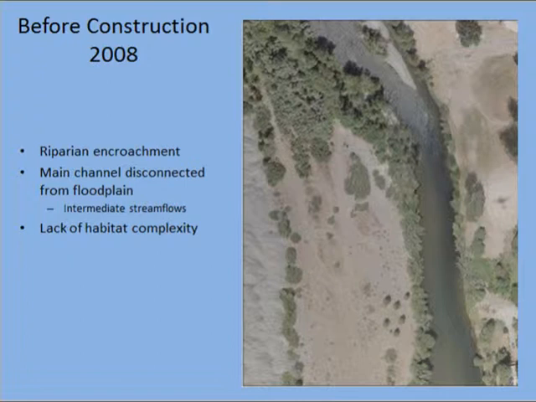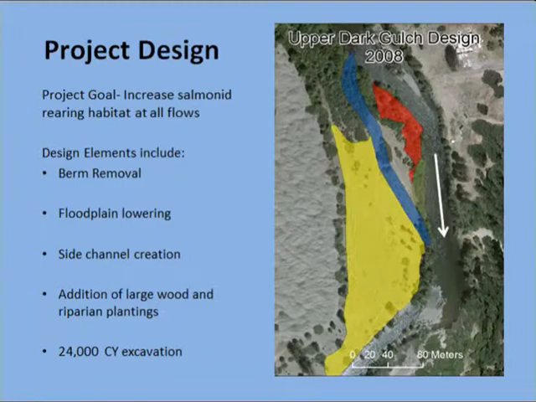We had riparian encroachment. This would be your floodplain, but it's basically disconnected. It takes pretty high flows for water to get up here, and we got our heavy riparian bank and really pretty much a straight channel and not a lot of complexity here. So the design for this site included, the number one goal, like all of them, is to increase rearing habitat.